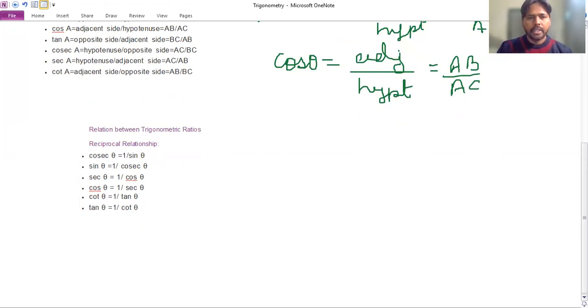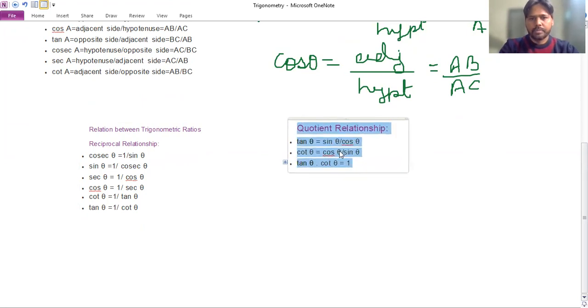Let us see the next relationship, that is known as the quotient relationship, where we are trying to find the quotient relationship for the given trigonometric ratios. As I told you, there are basically 3 basic trigonometric ratios, that is sine, cos and tan, and the rest of them are derived, that is cosec, sec and cot. These 3 are the ratios which have been derived from sine, cos and tan.